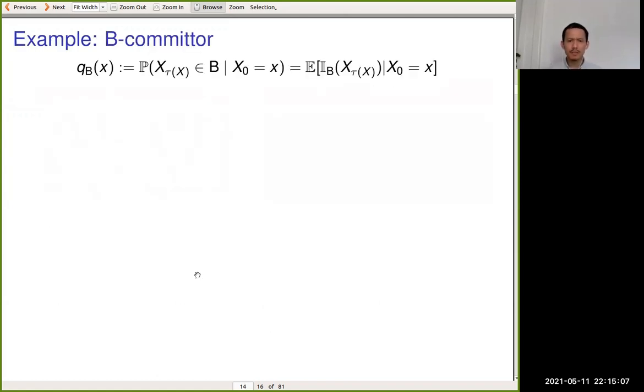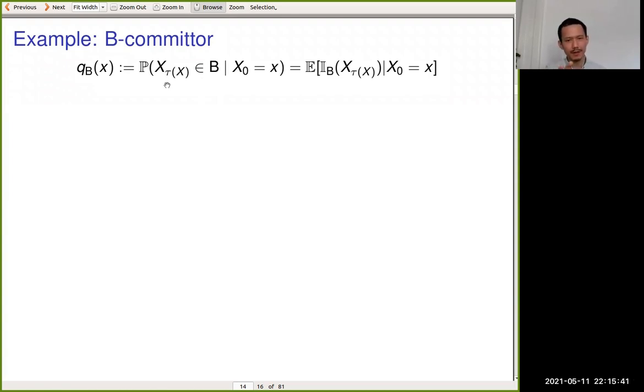Okay, so let me make this a little bit more concrete, hopefully. There's a function called the B committer, or more simply the forward committer. I've defined it the B committer here because the set B is our target set. We've defined our stopping time or our first hitting time with respect to B. So the B committer, q_B of little x, is basically the probability that your equilibrium system X, when it hits B, oh, sorry, I realize I made a mistake here. Tau should be the first hitting time to either A or B.